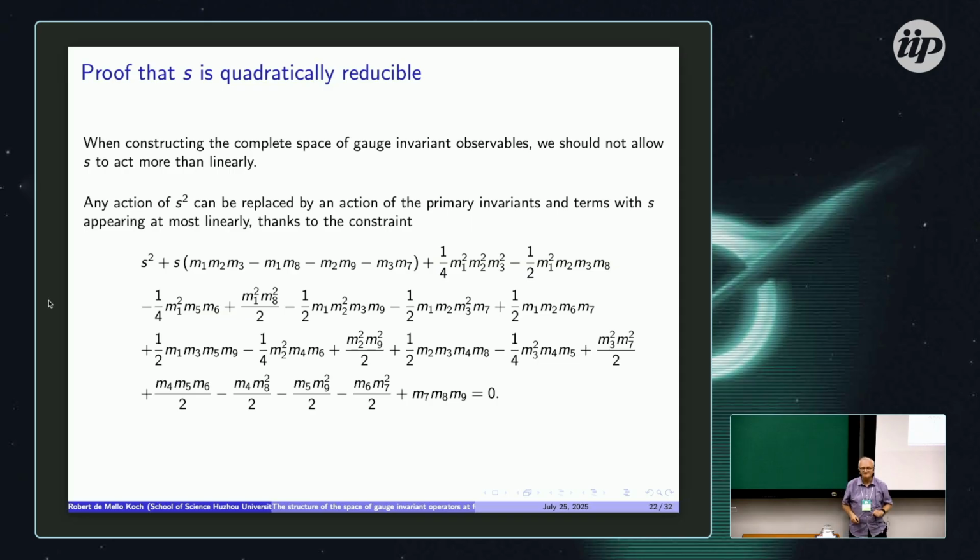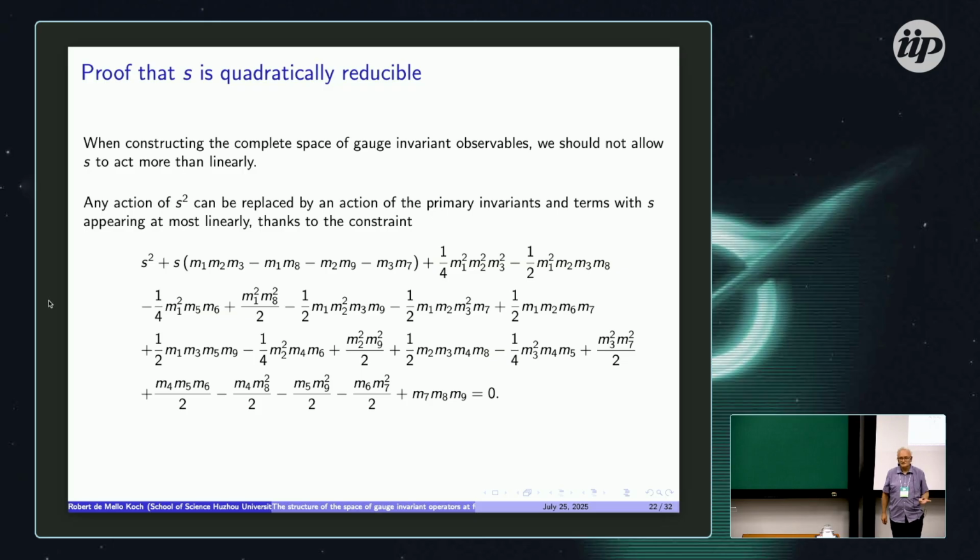So if you have looked at all operators obtained as polynomials in the primary invariants plus all polynomials in the primary invariants times s, you've already got s squared. So you don't include s squared because that would be overcounting. It's already in the space of gauge invariant operators.